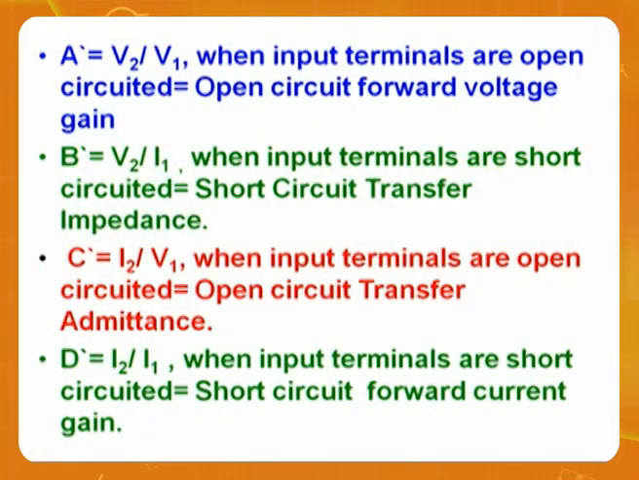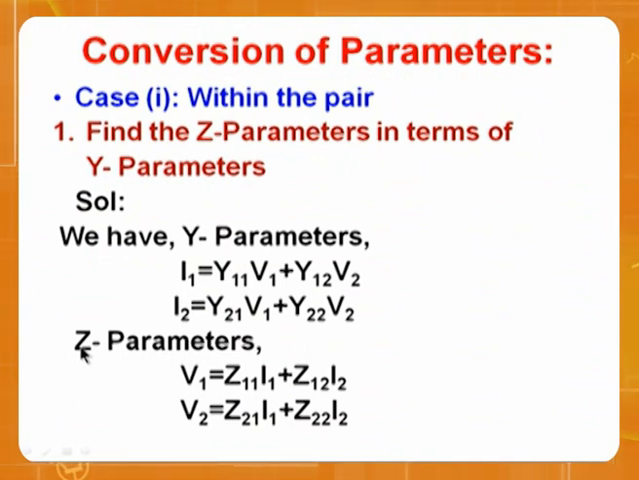So this is how I could introduce them, and you can also see what A dash, B dash, C dash and D dash are. These are the definitions you can go through, and these are the parameters we have. So this is called ABCD parameters. We have just introduced the parameters and we are ready for going into conversion of parameters.